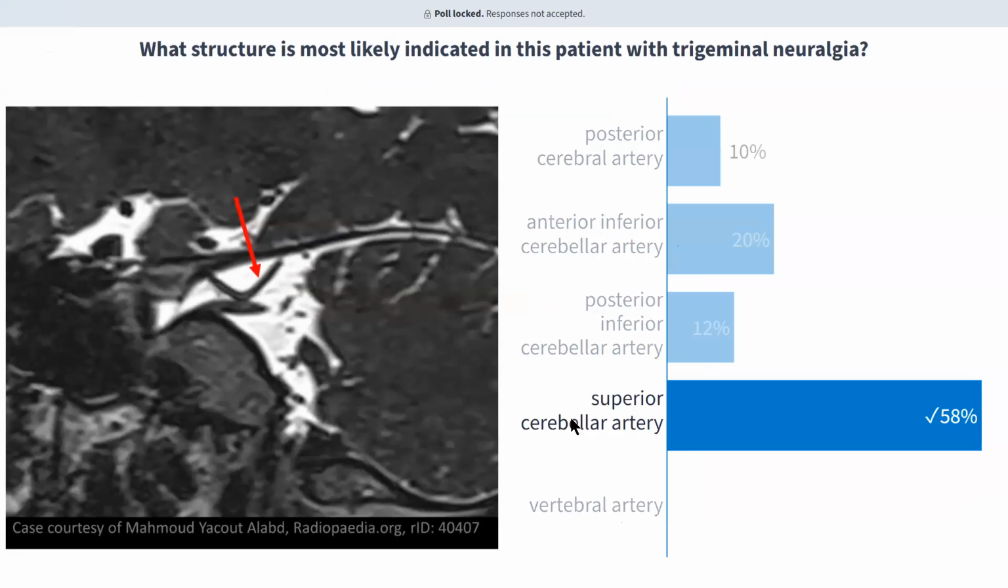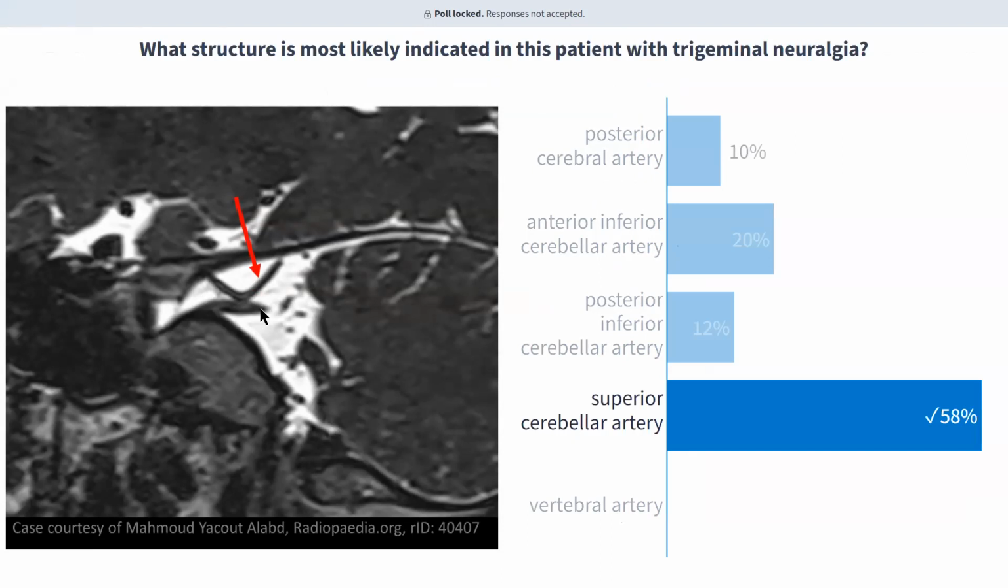Okay, the correct answer is superior cerebellar artery, and the majority of you got this correct. So on the sagittal image, this structure that courses horizontally in the cerebellopontine angle cistern is the cisternal segment of the trigeminal nerve, and that enters the porus trigeminus and then fans out in the Meckel's cave.